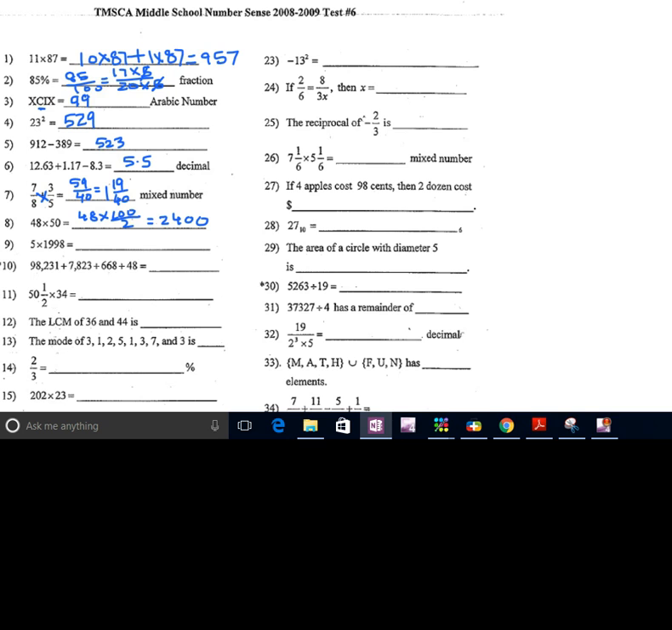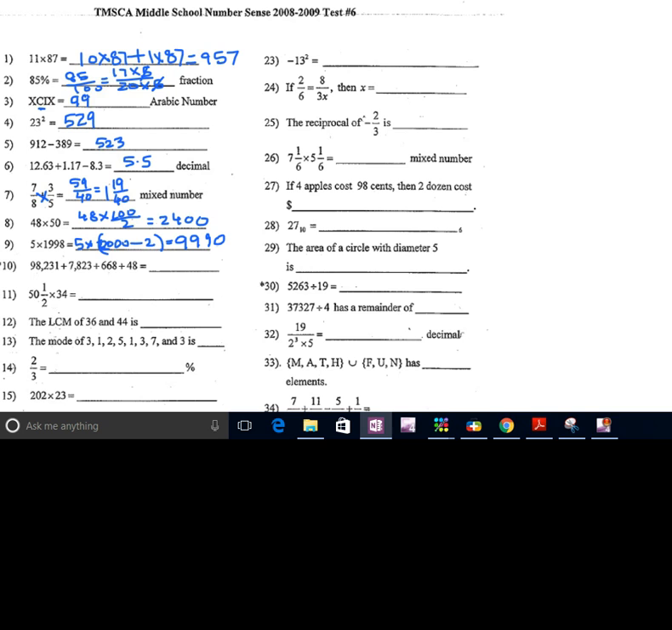5 times 1998. Again, I would like you to think of this as 5 times 2000. Actually, let me write this way. 5 times 2000 minus 2, because that's what 1998 is. So 5 times 2000 is 10,000, and 5 times minus 2 is minus 10. So basically it is 9,990.